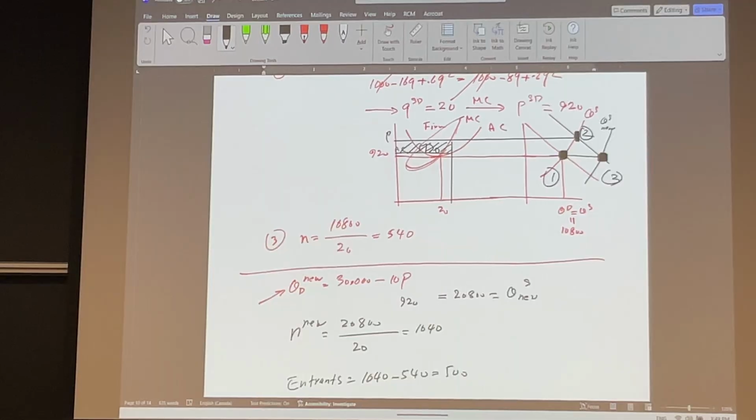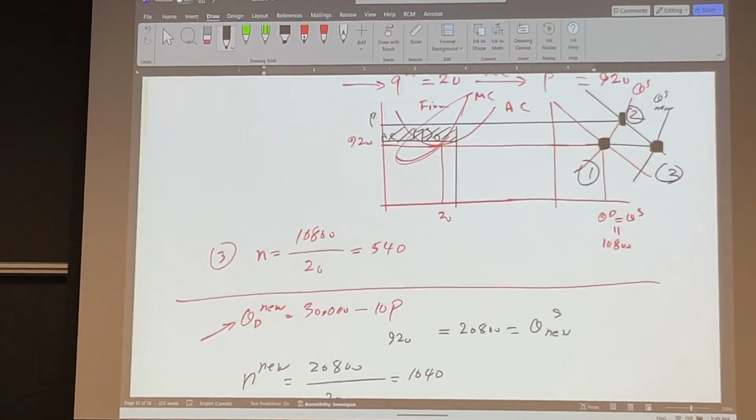Try it as your own exercise. See what happened right after the shock, before 500 more firms join in. See if you can do it. But it's doable. We can actually calculate it, but we don't do it.